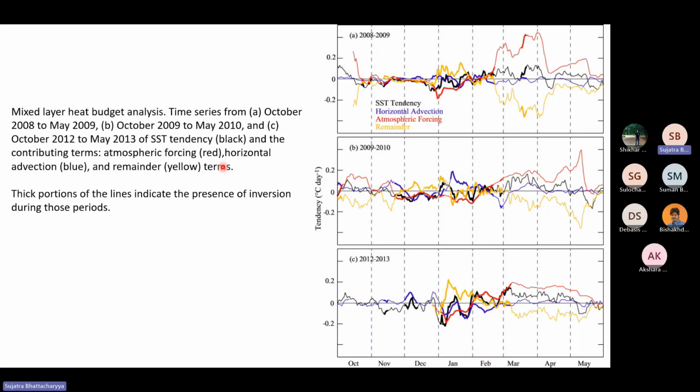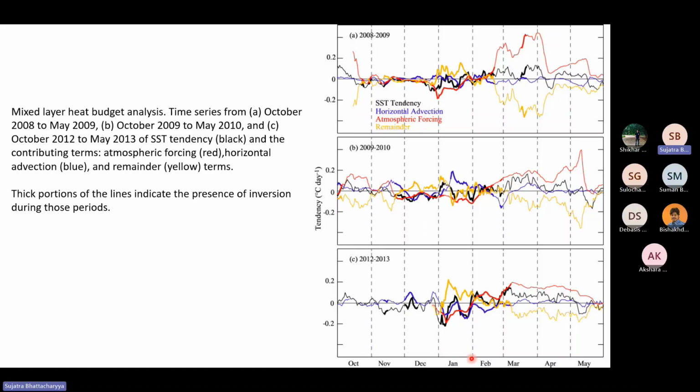And to quantify the other terms which might be important in causing this inversion, a mixed layer heat budget analysis has been done, where the mixed layer temperature, which is taken to be SST itself, its tendency is plotted along with the horizontal advection term, the atmospheric forcing term, and the remainder term. The remainder term includes the contribution from all the other processes. And it has been plotted for three different years, which is 2008 to 9, then 9 to 10, and then 12 to 13 for the RAMA buoy at 15 north, which was the northernmost RAMA buoy. And here, the thick portions of the lines indicate the presence of inversion.